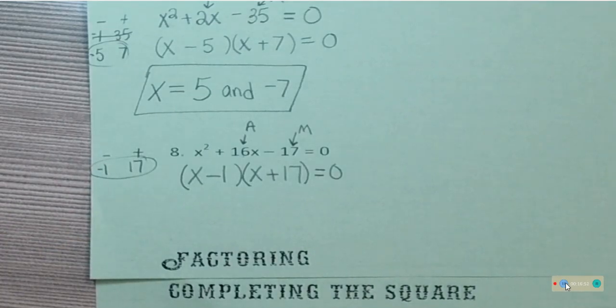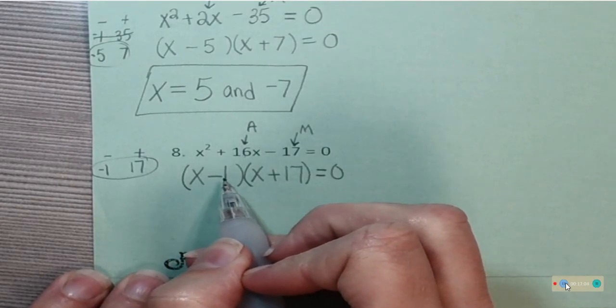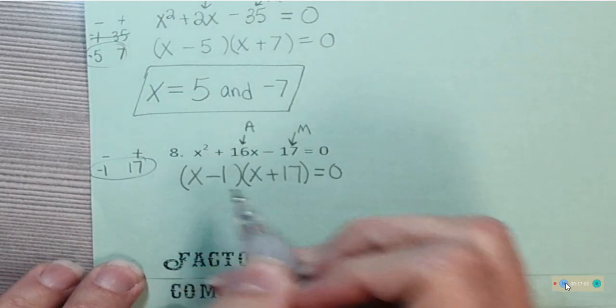Somebody's going to say, I'm done. You're not done until you get x equals. So, you could set each of these equal to 0. x minus 1 equals 0. Solve it and tell me what you get.